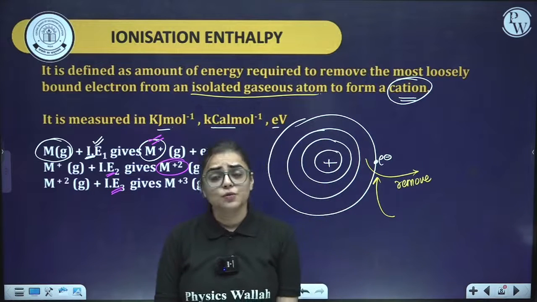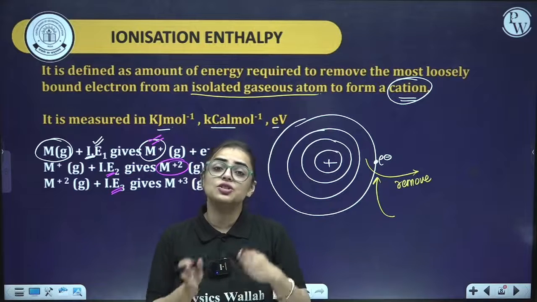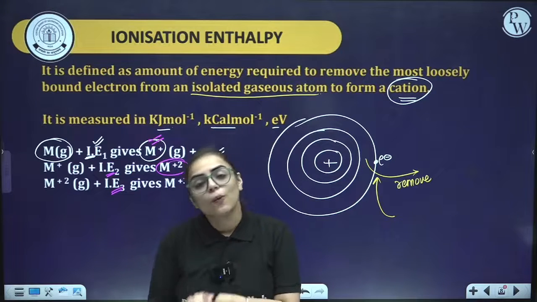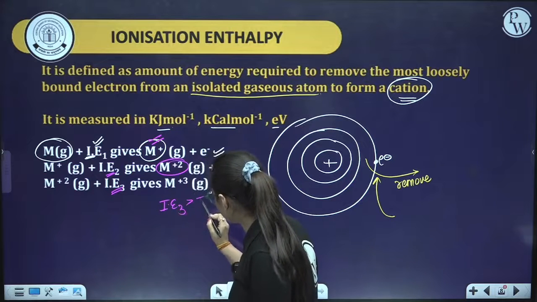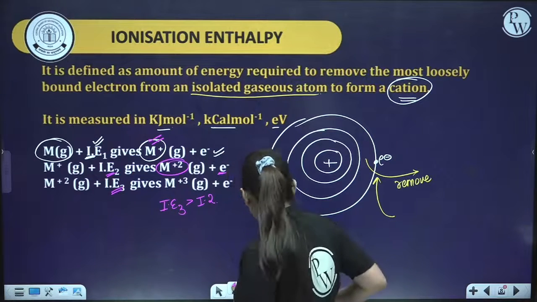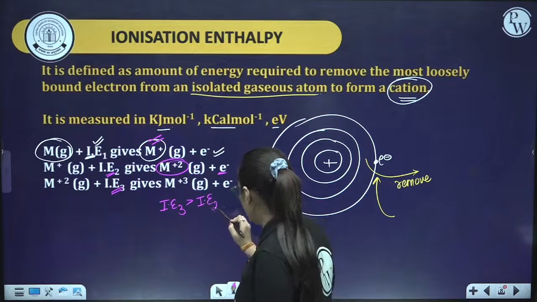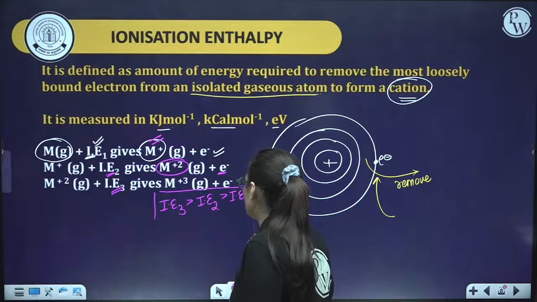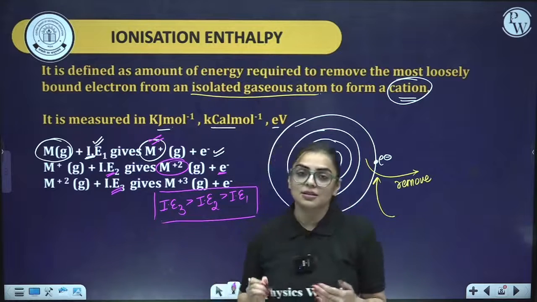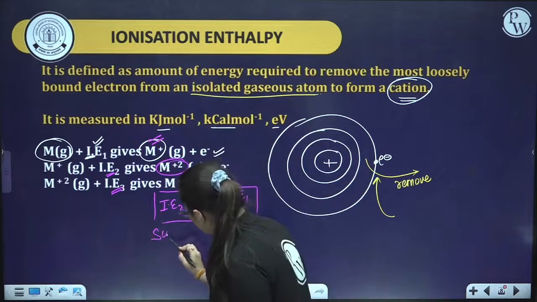Now see, which of the following is the highest one? Ionization energy third is the highest one. Why, students? Always remember this order: ionization energy third will be highest, then the second one, and at last the first one. Why is it so, ma'am? See, this is the successive ionization energy order.